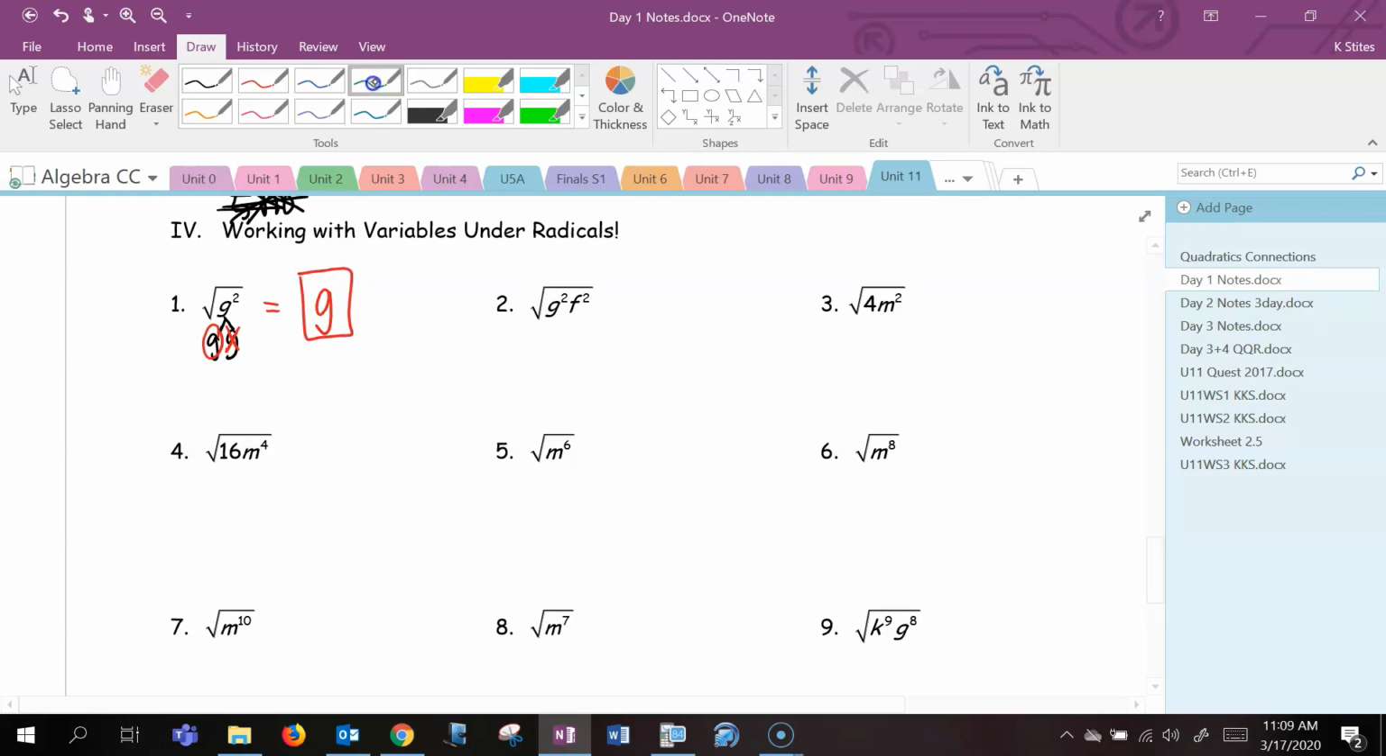Okay, let's try it again. G squared, that's g and g. F squared, f and f. What do we have a pair of? We have a pair of g's, circle, cross out. We have a pair of f's, circle, cross out. Circles come out, so our answer is just GF.